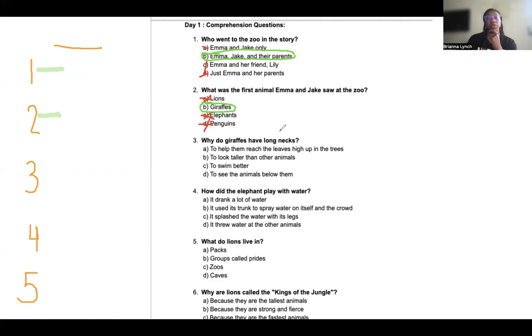Okie dokie. We skimmed through the story. We found the keyword. The keyword was first. First thing they saw. That's how we found that sentence. So I knew I needed to stop there to find that answer.